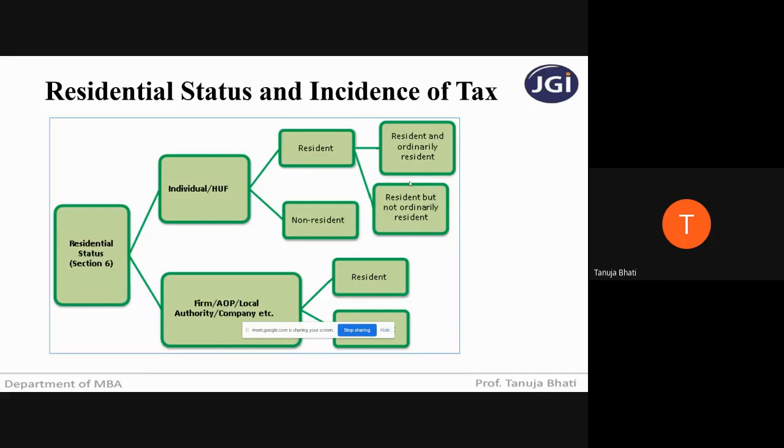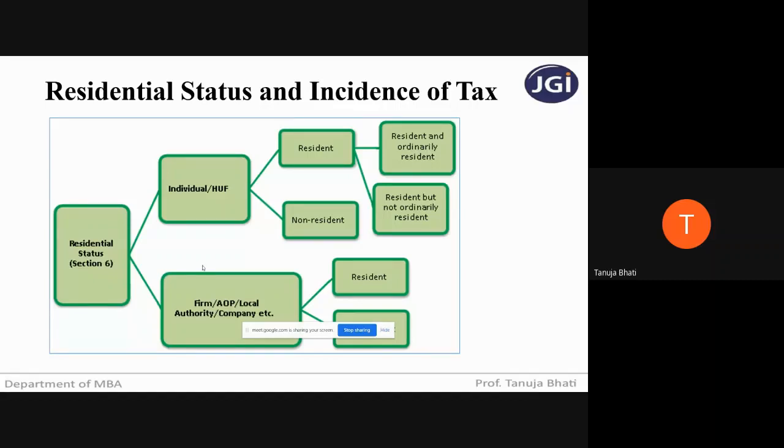Now, what is all this? We will be seeing in our succeeding slides. And in case the status of a person is a partnership firm, an AOP, local authority or company, then the status can be only two: either a resident or a non-resident. No further bifurcation is there in respect of firm, AOP, local authority, company, etc. Is this clear? Now, residential status, remember, is defined under Section 6 of the Income Tax Act.